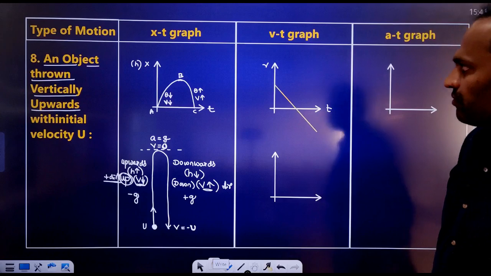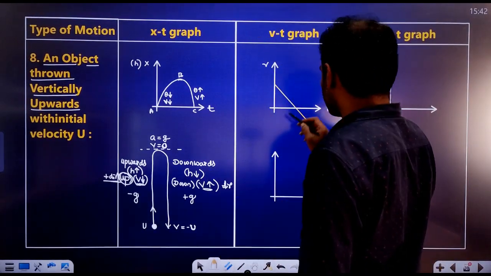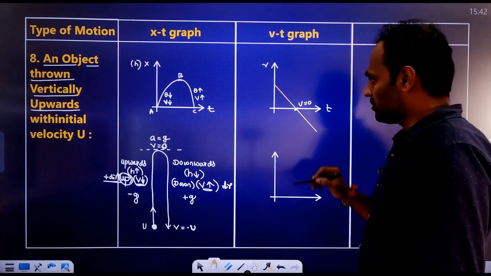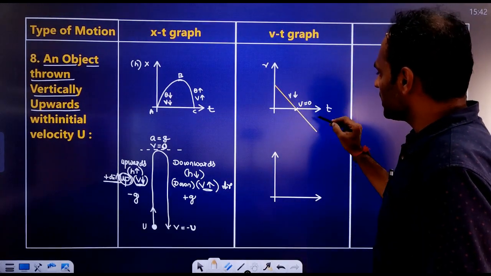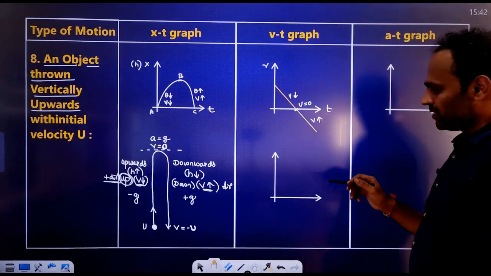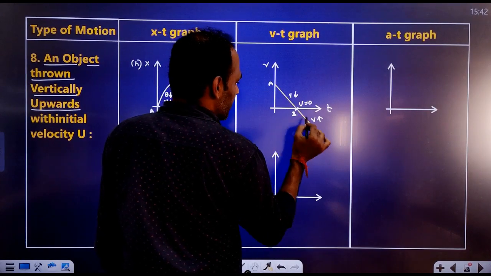So this is said to be the VT graph for which one? Now see, at the highest point velocity will be 0. Here velocity is decreasing and here velocity is increasing. Correct? Okay, next. Here I will name this as A, this one as B and this one as C.